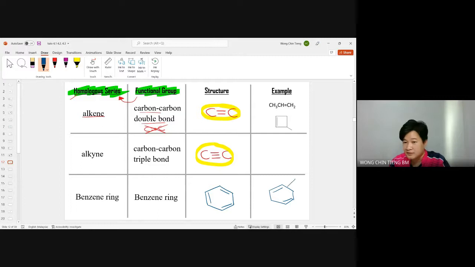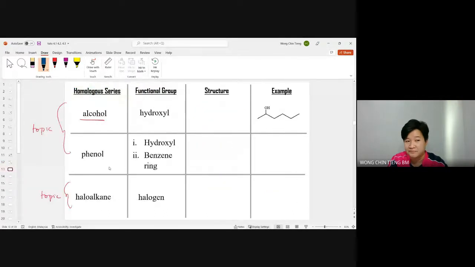No, they are not a benzene ring. Get ready, because there will be a question later. Okay? No, it's not. A benzene ring is a 6-carbon ring with 3 double bonds alternating with each other. They must alternate, berselang, not bersilang. Okay?